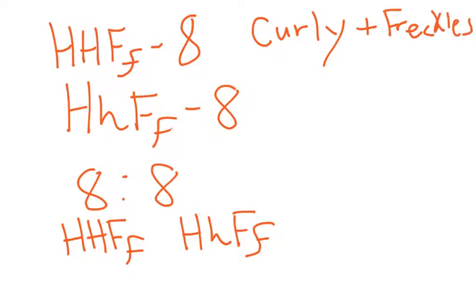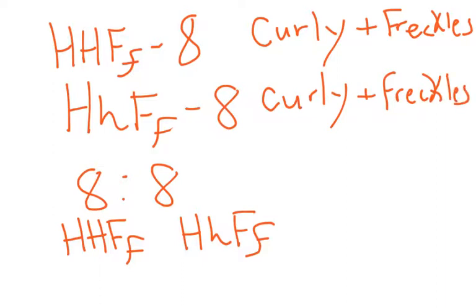All right, so then we're going to look at the other genotype. Big H, big F, little f. Well, they're heterozygous for both. So because they have one capital H, that means they have curly hair, and because they have one capital F, that means they have freckles. So they have curly hair and freckles. So we kind of lucked out on this problem. It's not always this nice and easy.